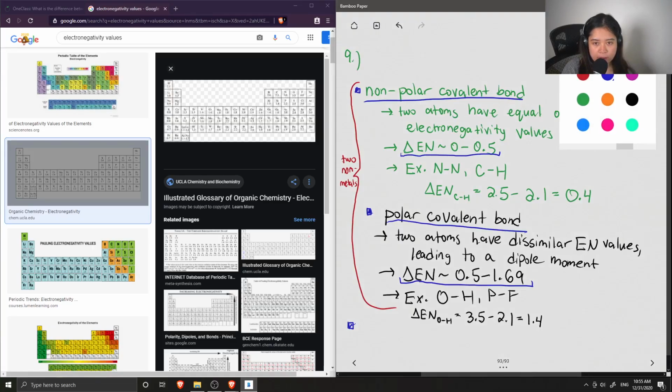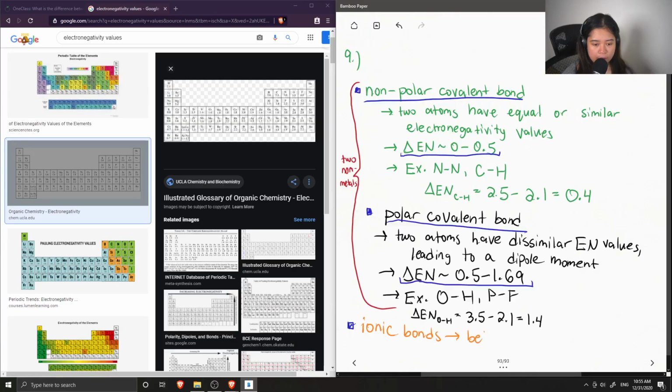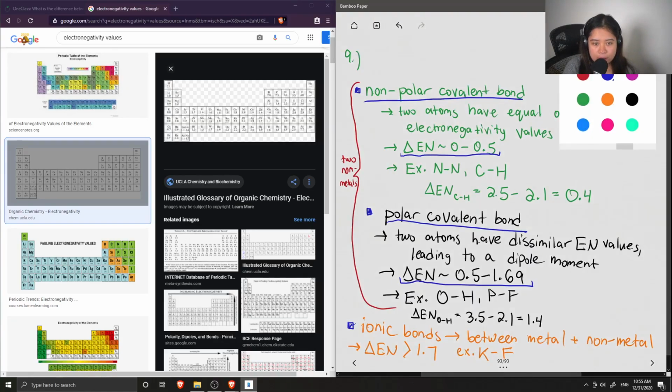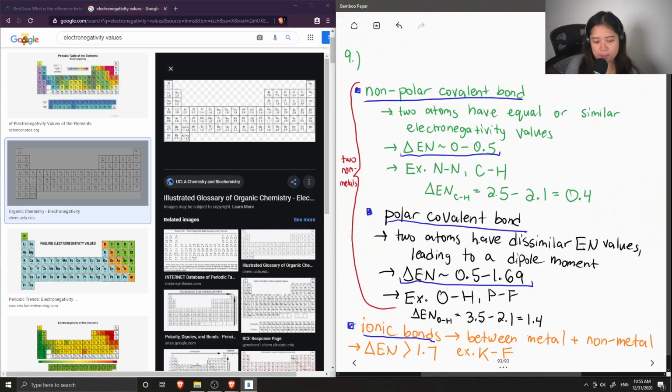because there is also something called an ionic bond. Let's do this in orange. Ionic bonds are between a metal and a nonmetal. And typically, they tend to have an electronegativity difference that is much higher, so greater than 1.7. An example would be potassium fluoride. So the minute you see a metal that is involved in the bond, it's automatically not a covalent bond. It would be considered an ionic bond.